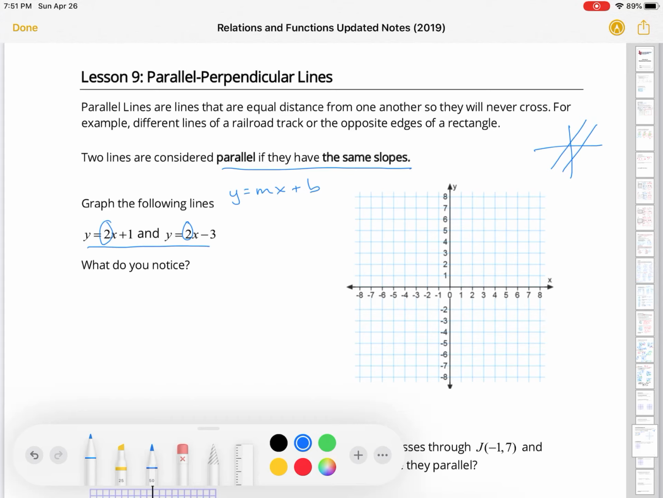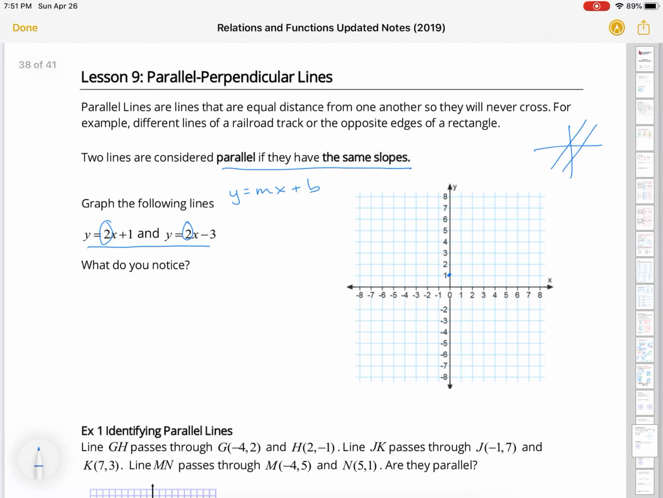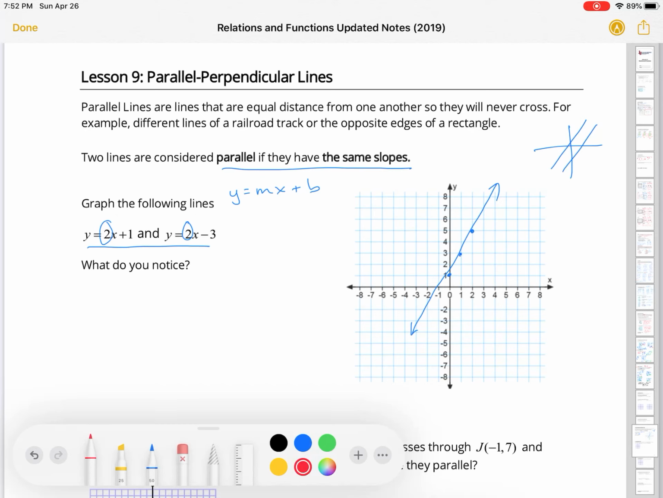So let's take a look. We graph the first one, y equals 2x plus 1. So if x equals 0, then y would equal 1. If x equals 1, 2 times 1 is 2, plus 1 is 3. If x is equal to 2, 2 times 2 is 4, plus 1 is 5. So our first line goes like this.